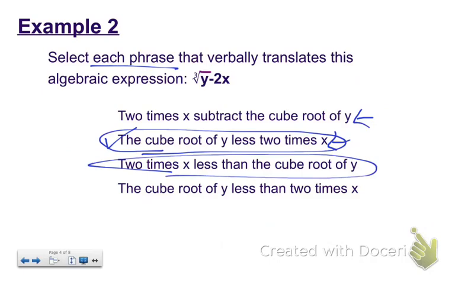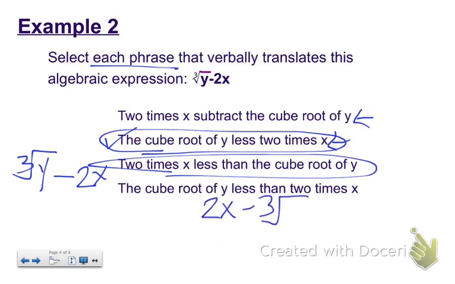Okay, so you have the cube root of y and 2 times x less than that. So you're going to take away 2 times x. The cube root of y less than 2 times x would be 2x minus the cube root of y. So it's not the last one. So it's just the middle two. But remember, when you have to select all that apply, you have to pick both or the whole problem is wrong.